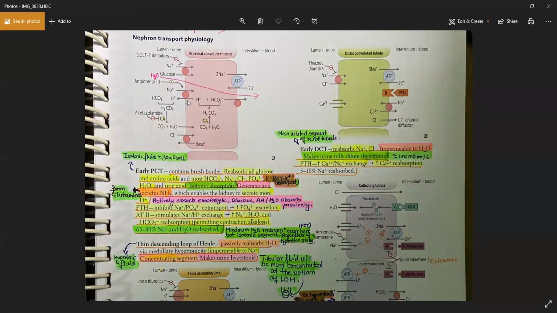Now, a concentration gradient is created between the lumen and the cell, and as a result it will drive the absorption of sodium into the cell via SGLT2 transporters. Because of this sodium, the glucose also gets co-transported, and that's why it's called SGLT2.